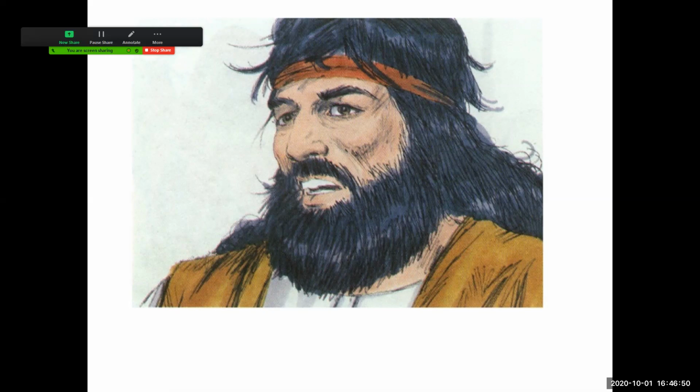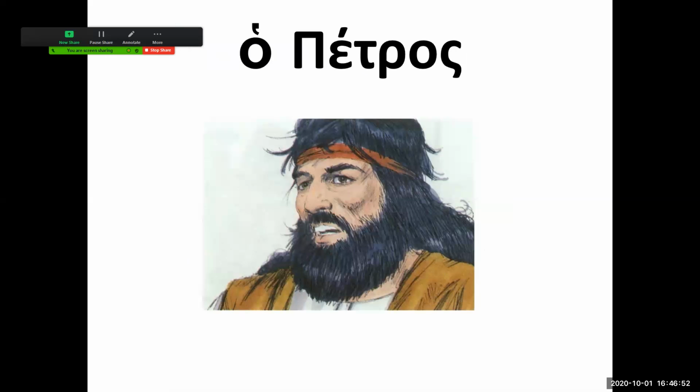This is how I picture this man, Petros. Notice the accent on the first syllable. Now, one of the reasons we don't learn accent rules is because accent rules with nouns are very complicated. In fact, you just almost have to memorize where they come. It's Christos, but it's Petros. Petros. I'm sure you recognize that this is Peter. Petros.